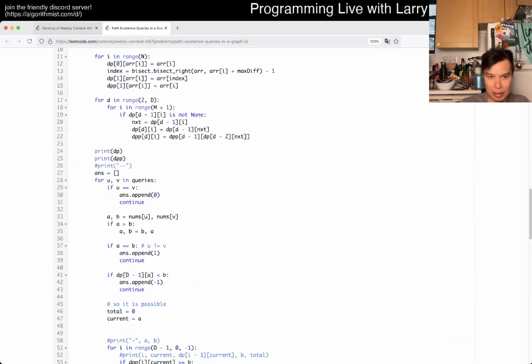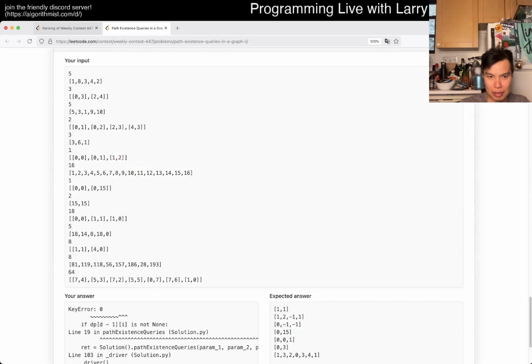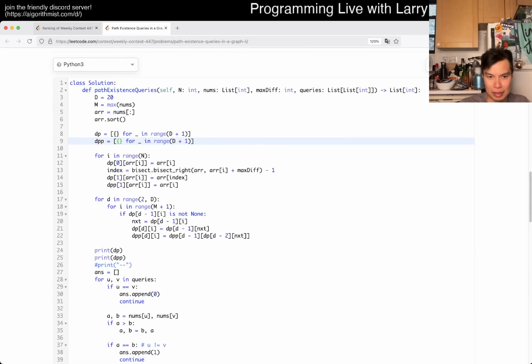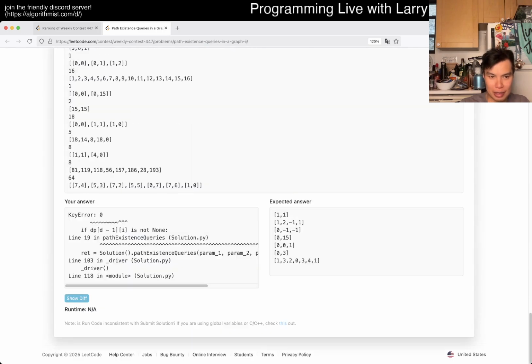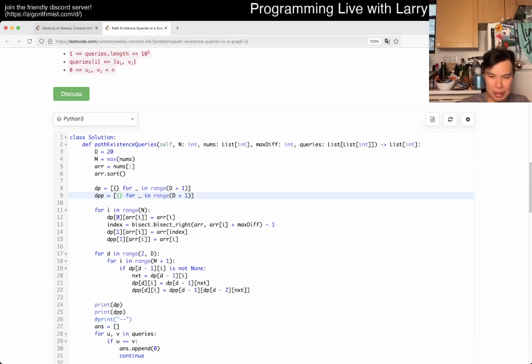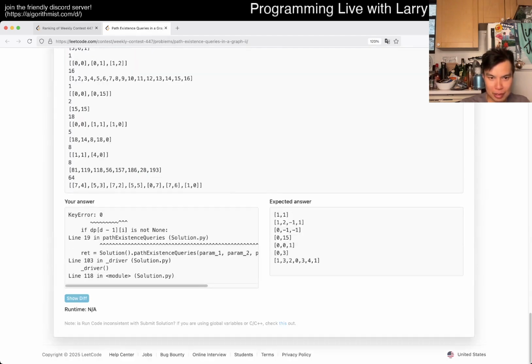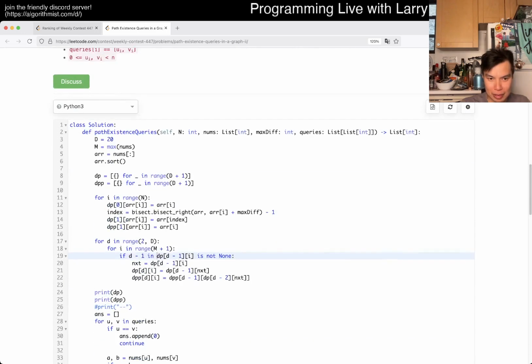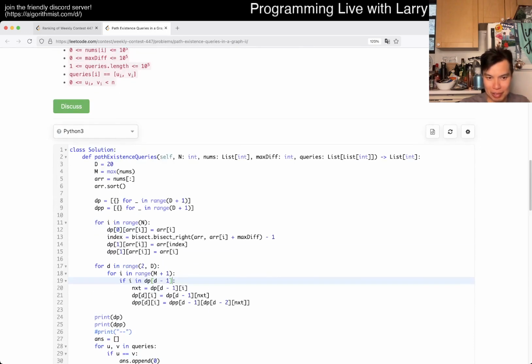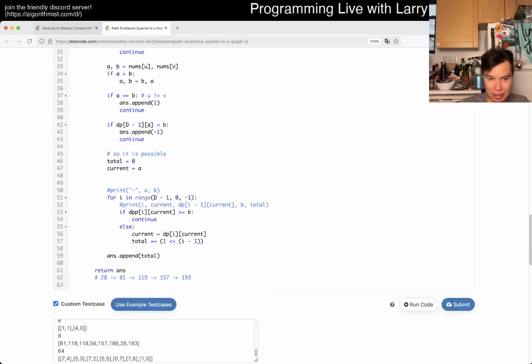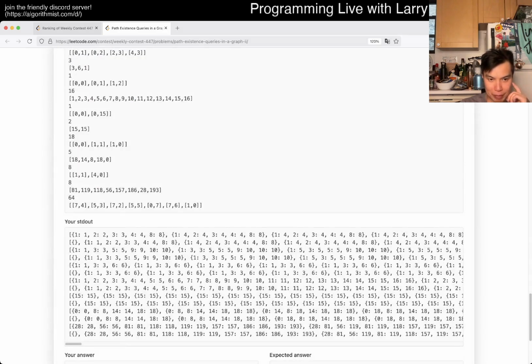Key error. Oh, well, yeah, wait, where? Line 19. Oh. D minus 1 in. Wait, which one? Oh, I. It's probably I. I probably could clean this up as well, but I just wanted to see. Okay, right.